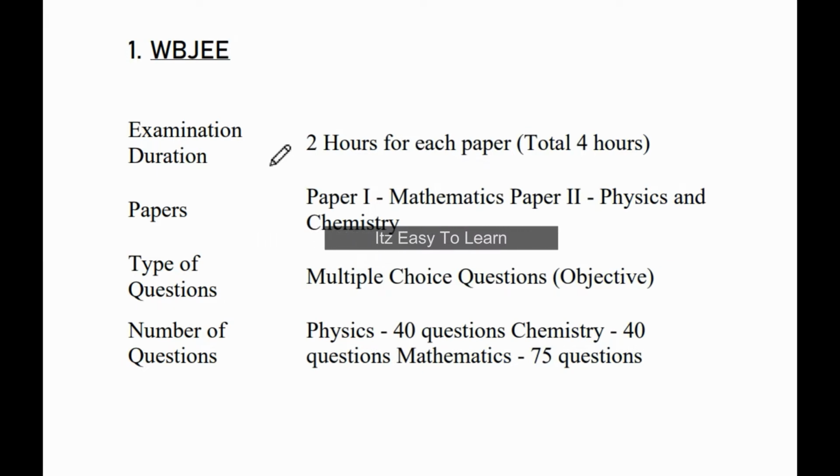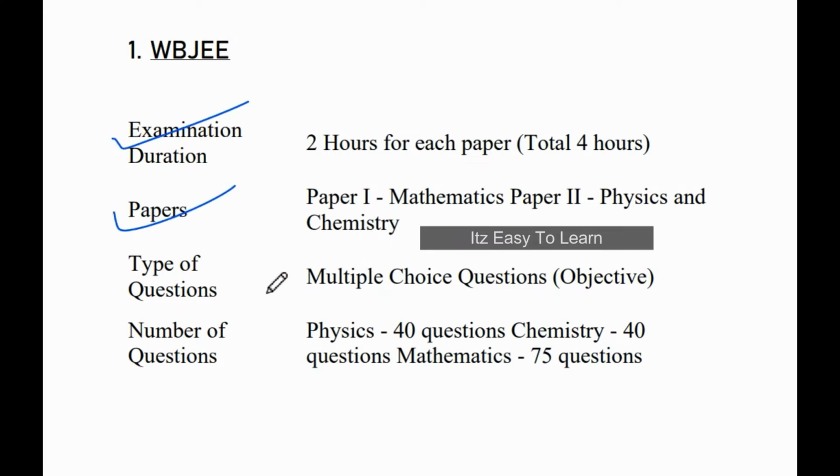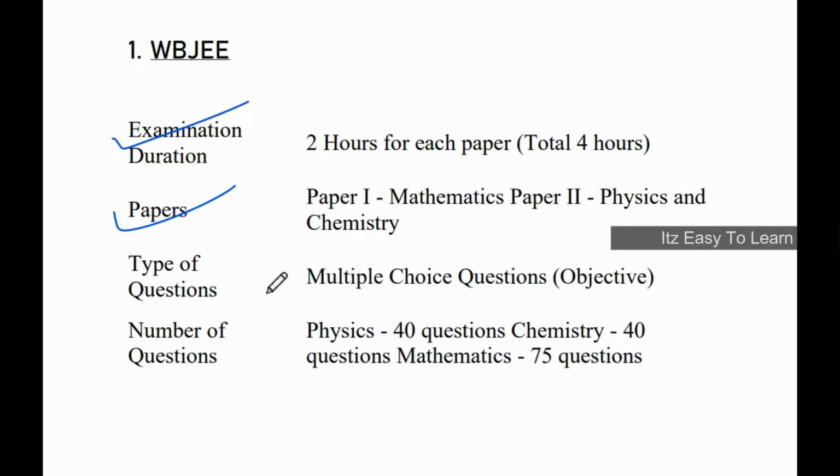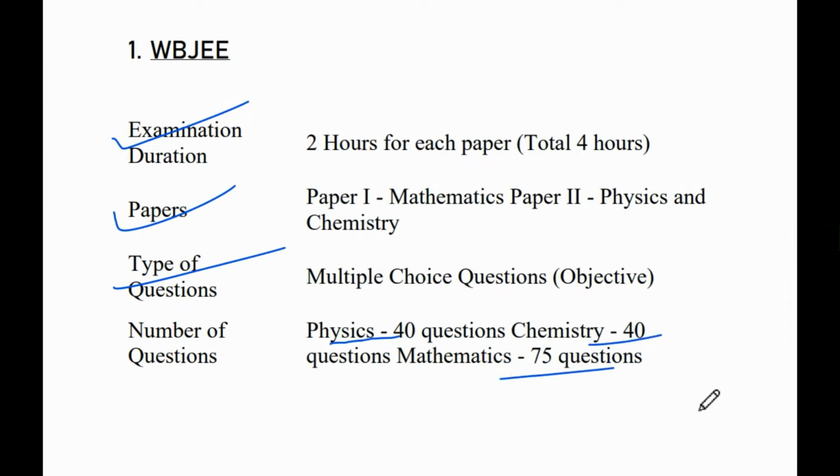Okay, so I've told you about the duration, papers, and type of question. Obviously there are all multiple choice questions, and there will also be more than one multiple choice question. That depends upon the section, and there will be a total of 40 physics questions, 40 chemistry questions, and 75 mathematics questions. So within 4 hours you have to do all this, and there is no compulsory question. Okay, so this is all about WBJEE.